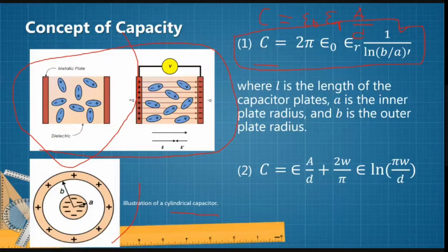C equals 2π dot epsilon null dot epsilon r multiplied by L divided by ln(B divided by A), where L is the length of the capacitor plates, A is the inner plate's radius, and B is the outer plate radius.